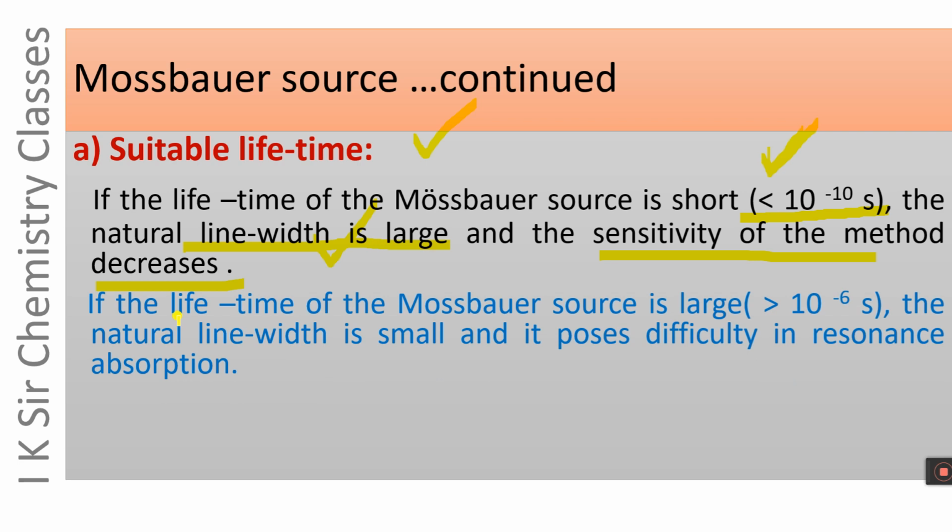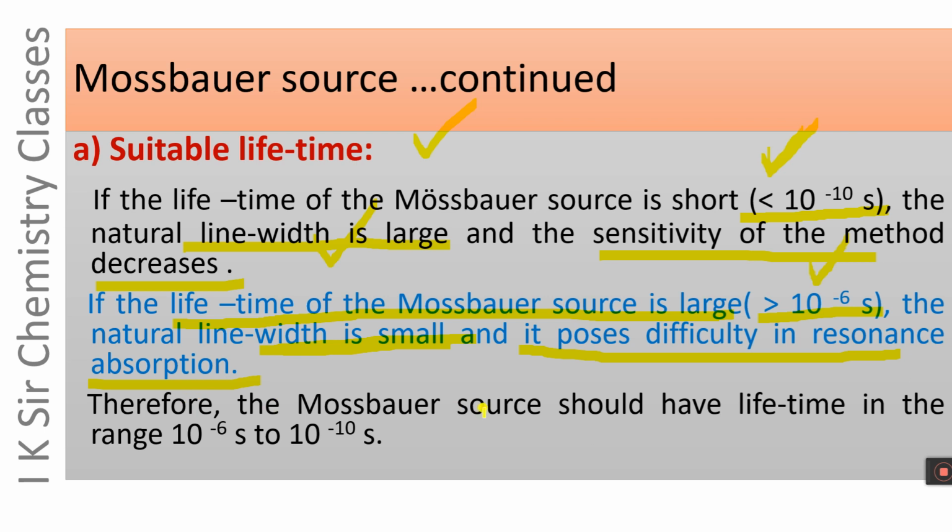On the other hand, if the lifetime of the Mossbauer source is large, such as greater than 10 to the power minus 6 second, the natural line width will be small. We have already explained that the natural line width is inversely proportional to the life period of the gamma ray source, and if the life period is large, the natural line width will be small, and it poses difficulty in resonance absorption.